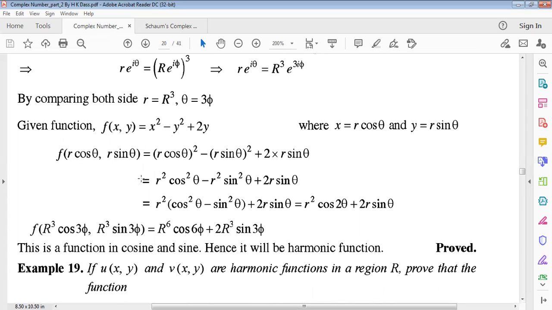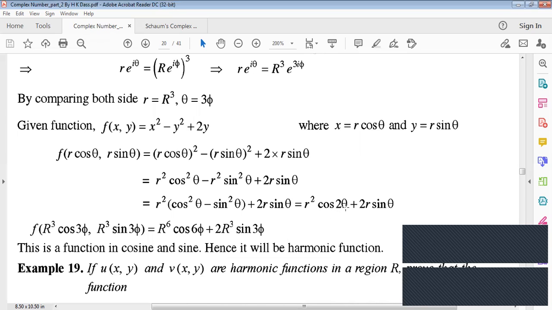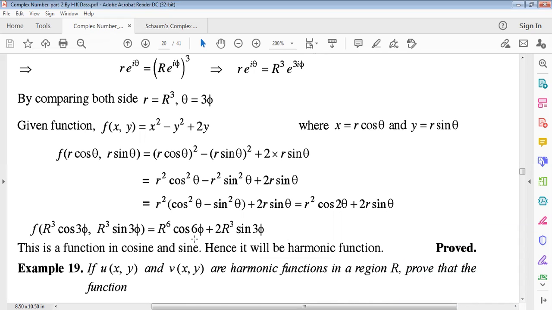Thrice phi. Just putting here R cube cos thrice phi, R cube sin thrice phi equals r square, means what? This whole square, that means R to the power 6, so cos twice theta, and this is the twice R cube sin thrice theta. So this is a function in cosine and sine, hence it will be a harmonic function. Understand everybody?